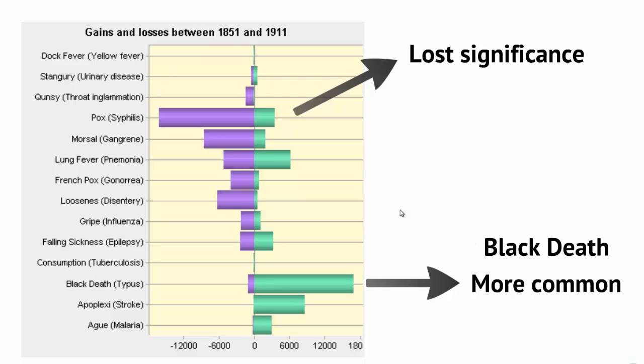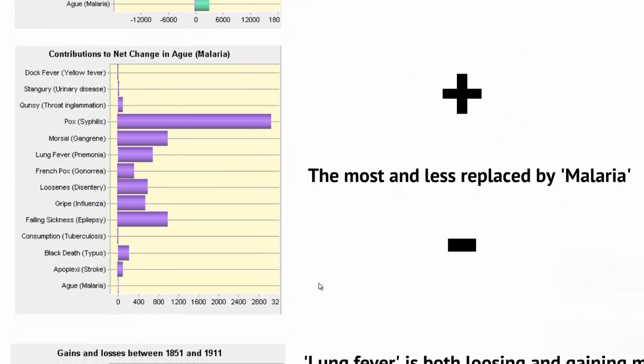And in this case, for instance, we're looking at this particular disease that actually seemed to have lost significance between one year and another, while Black Death, for instance, became more common towards 1911. We can also look at the contributions to net change in particular words or in particular diseases in this case.